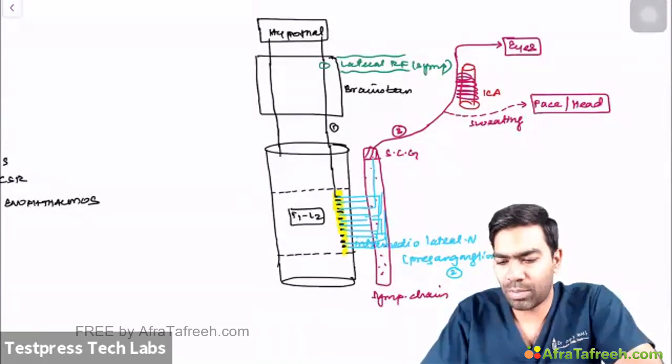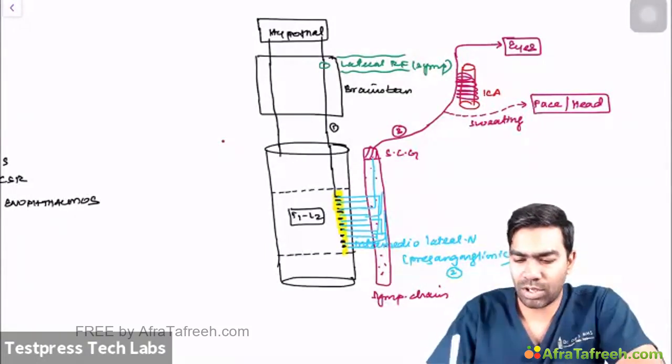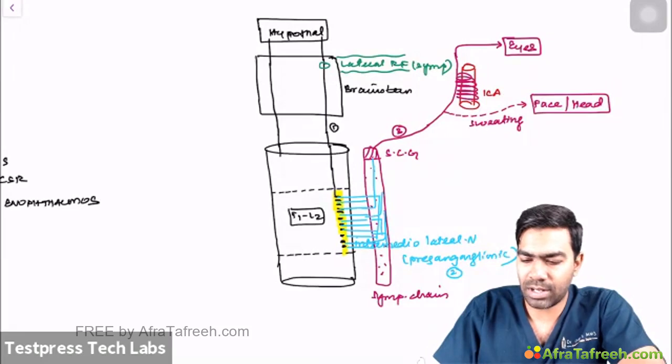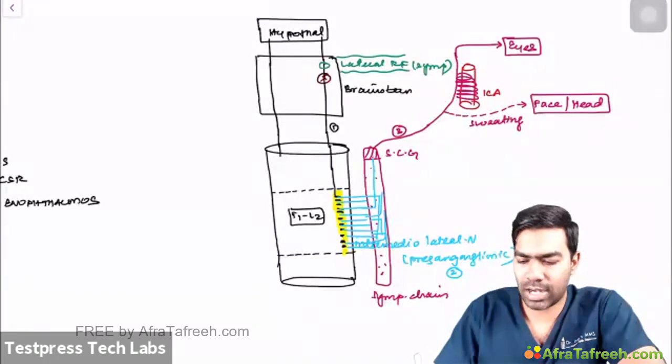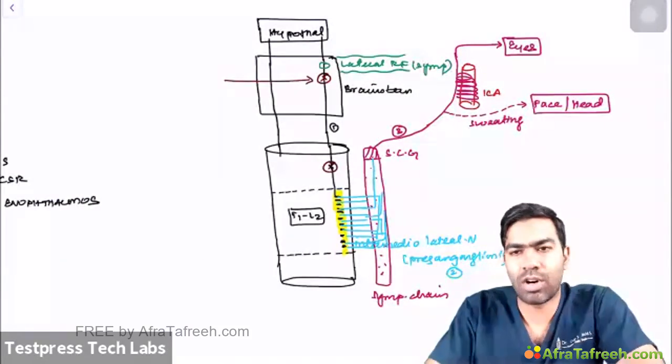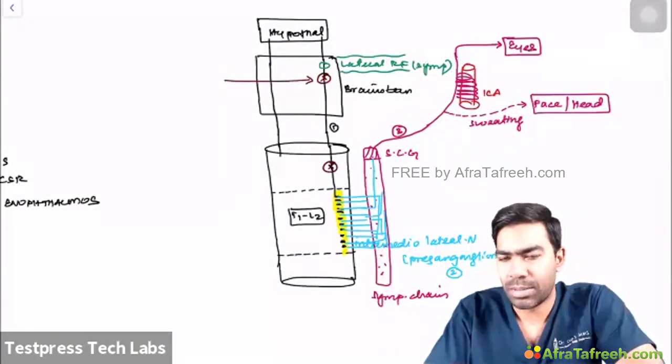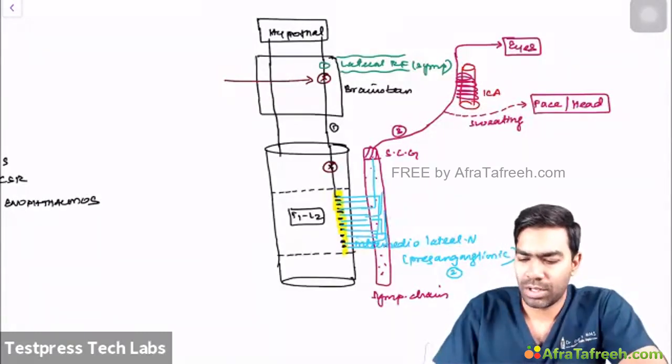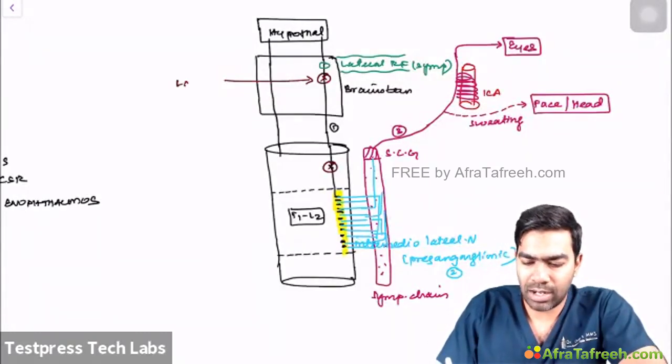So basically, your problem can be in the first order neurons. The problem in the first order neurons can be happening at the brainstem level, or it can happen at the spinal cord level. The best example of a Horner syndrome happening at the brainstem level is probably a lateral brainstem stroke.